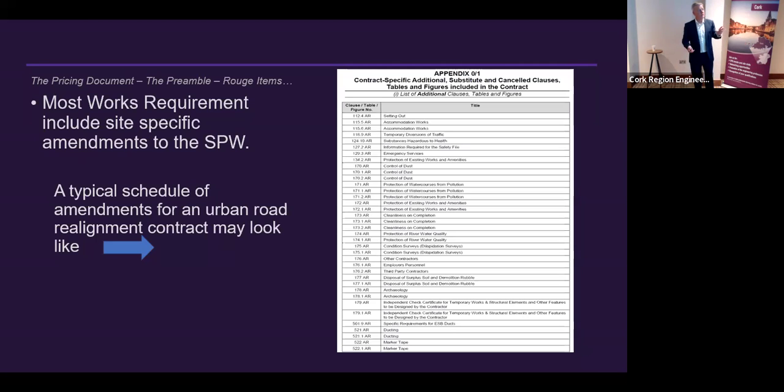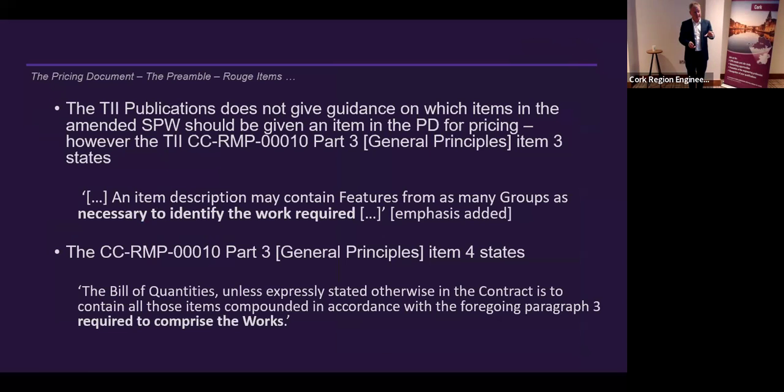So one of the most important things to take away from today is that if you're making site-specific changes to the TII specification, you need to make corresponding changes to the standard TII method of measurement. And you need to highlight those changes in your preamble. Hugely important. It happens a bit. Most of the time it doesn't happen at all.